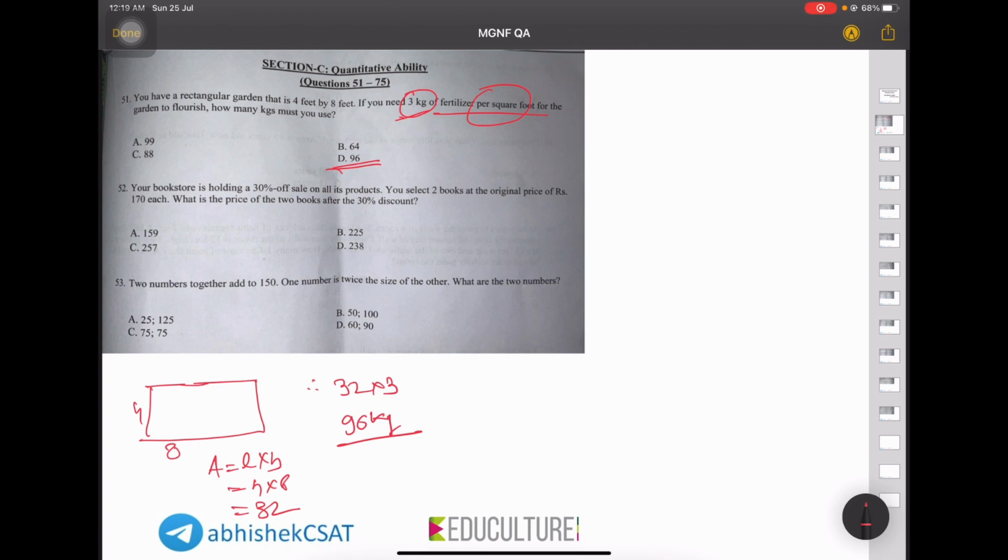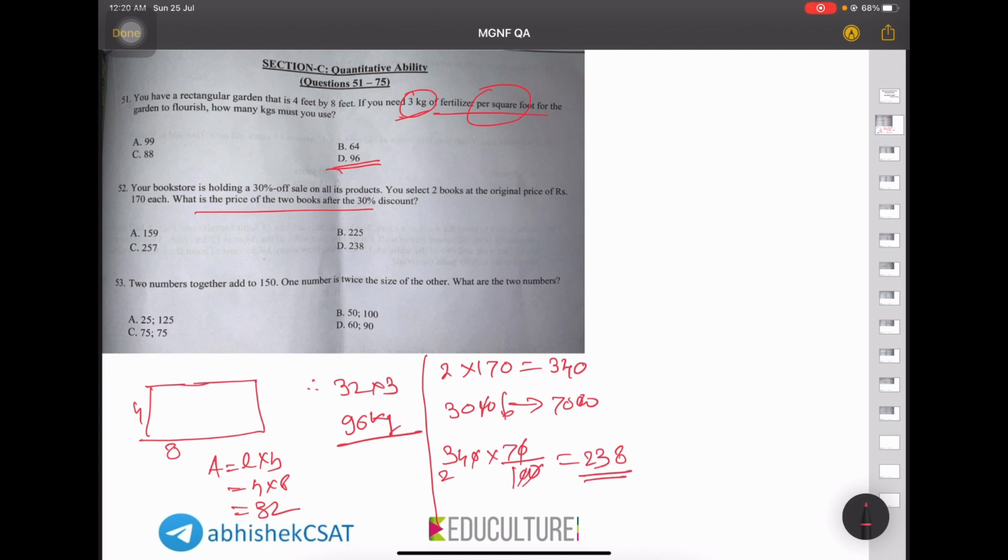52. Your bookstore is holding a 30% off sale on all its products. You select 2 books at the original price of ₹170 each. 2 books, original price ₹170 each, that means total price is ₹340. What is the price of the 2 books with the 30% discount? 30% discount means 70%. So, 340 × 70%. So 7 × 4 = 28, 2 × 7 = 14 + 2 = 16, 238. This is our option.